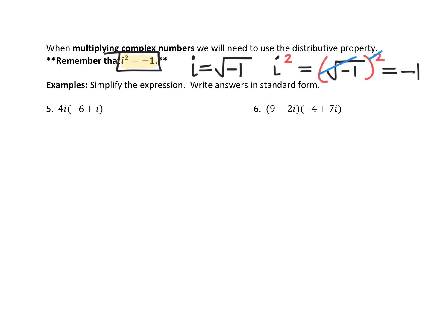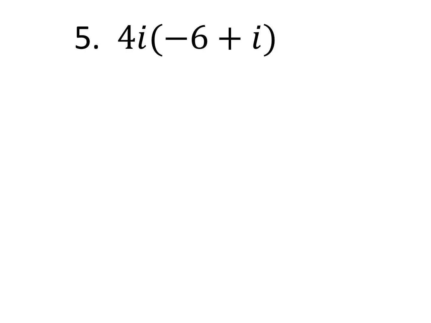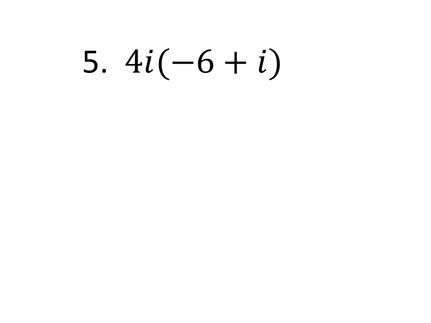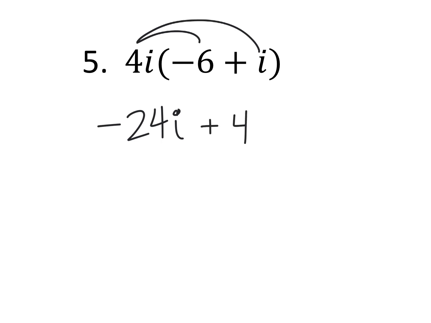So if you actually square that imaginary number, it becomes a real number again. It is something you can actually work with a little bit better. We're going to do some distribution. We already did a little bit of this. 4i times -6 is -24i. 4i times i, and this is where you're probably a little bit rusty, is 4i squared.